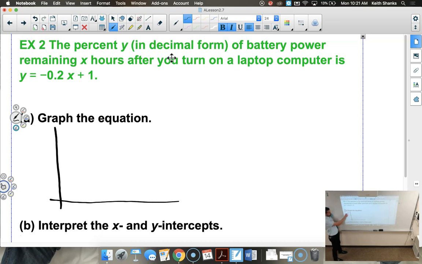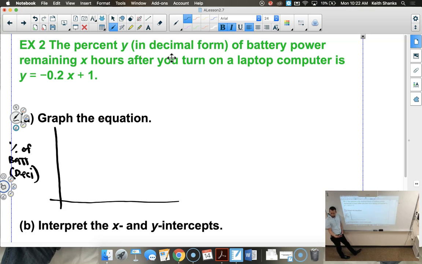I want us to start. What is Y? Here's the Y-axis. What does Y represent in this problem? We're thinking context. It's the percentage in decimal of battery power. So I'm going to put percent of battery, and I'm going to put in parentheses decimal. So they give us some different numbers. We'll talk about that in a second.